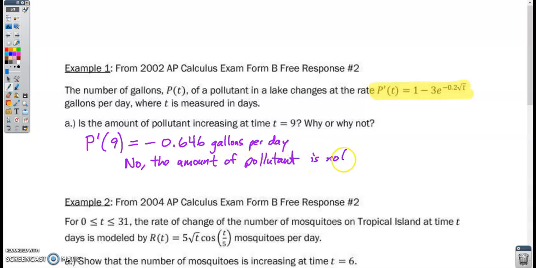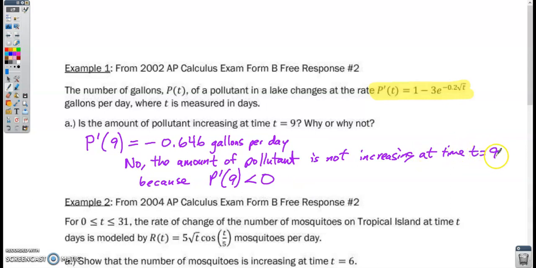It's not increasing because P prime of 9 is less than 0. Not increasing at time t equals 9.